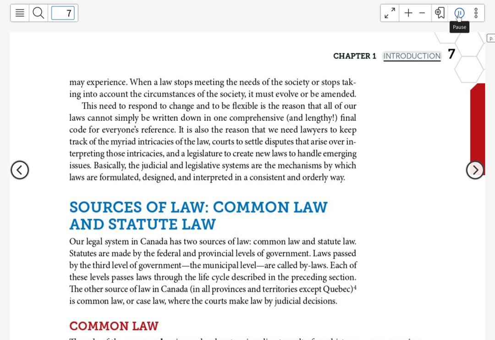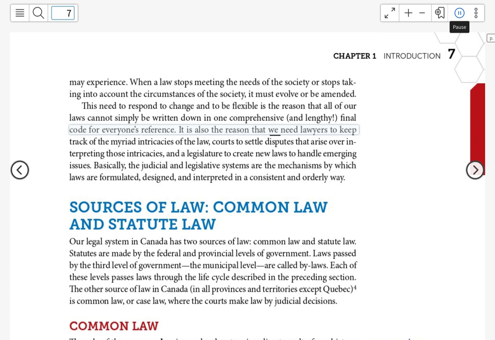Chapter 1 Introduction. When a law stops meeting the needs of the society or stops taking into account the circumstances of the society, it must evolve or be amended. This need to respond to change and to be flexible is the reason that all of our laws cannot simply be written down in one comprehensive, and lengthy, final code for everyone's reference.